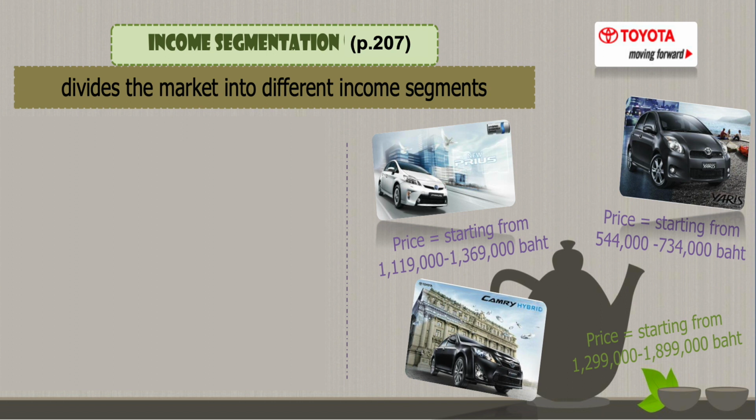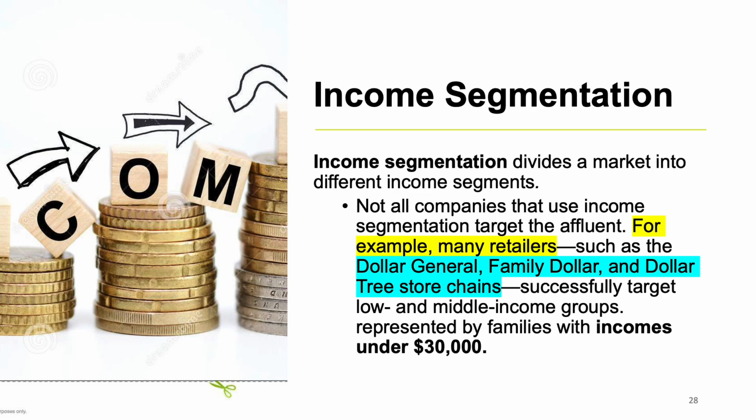Not all companies that use income segmentation target the rich customers. For example, many retailers such as Dollar General, Family Dollar, and Dollar Tree store chains successfully target the low and middle income class groups. The core market for such stores is represented by families with income of $30,000 and below.